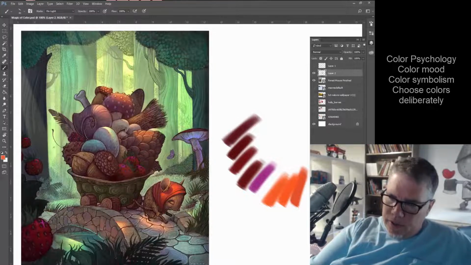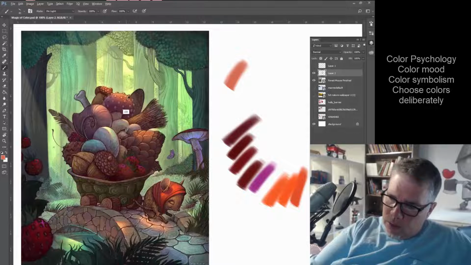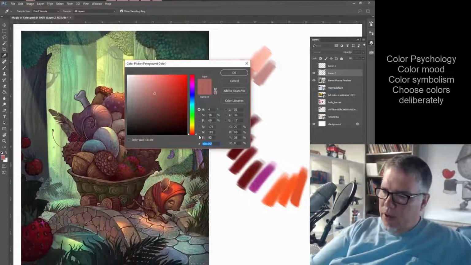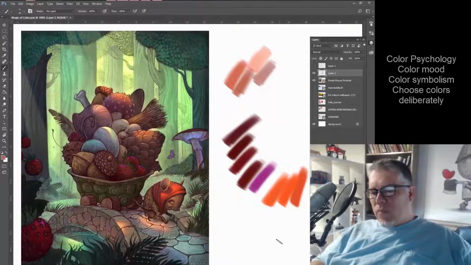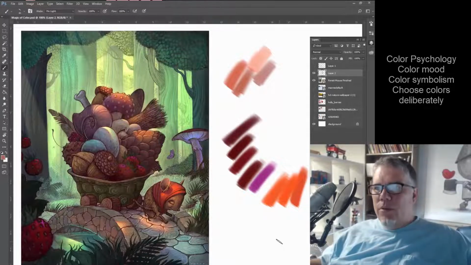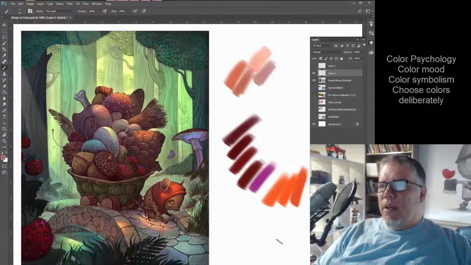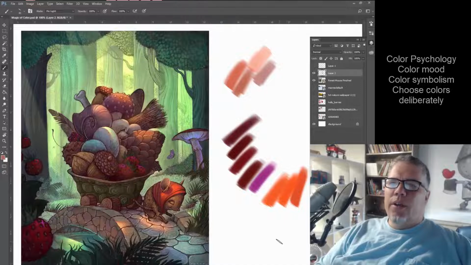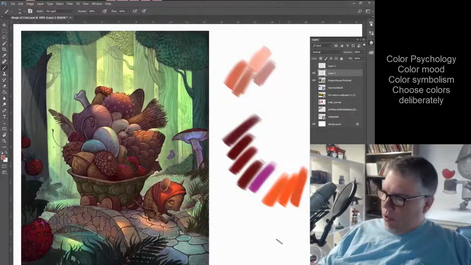Same thing up here on this mushroom. We've got these warm colors up here. We've got these pinks, but they're not anywhere near as saturated. If we look in the color picker, they're right in the middle. Okay, so the general rule and the purpose of talking about this is just be very deliberate. Have a reason, and have a method to the colors that you choose.